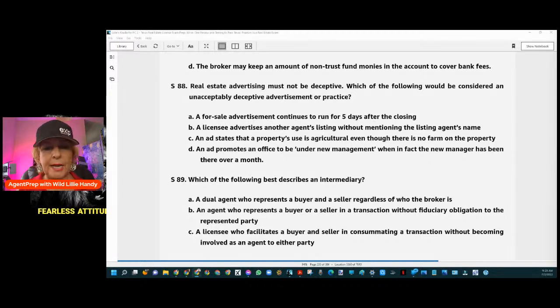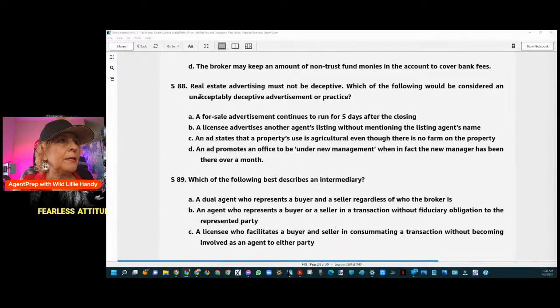But when we're advertising somebody else's listing, we have to acknowledge them. And you'll see on advertisements like Zillow, Trulia, Realtor.com, and all the different websites, it'll say listing by so-and-so. The listing agent has to be given credit.